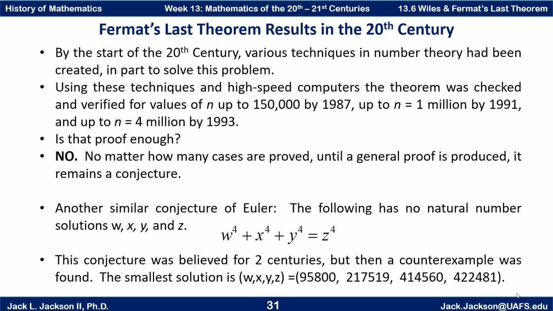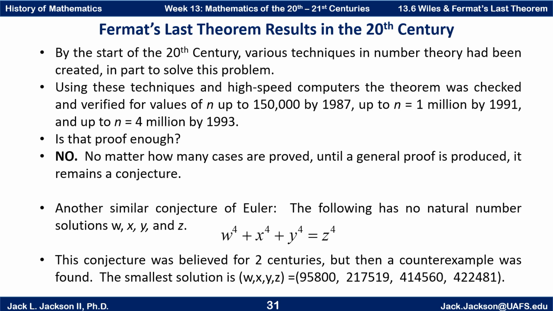Of course, I suspect there are a lot of other solutions, but they're all going to be with numbers even bigger than that. So just because it worked for all the numbers up to over 95,000 doesn't mean there can't be one even bigger. So this is why mathematicians insist on a general proof. No matter how many cases we could work out, we don't know for sure that there might be another one later on down the line.